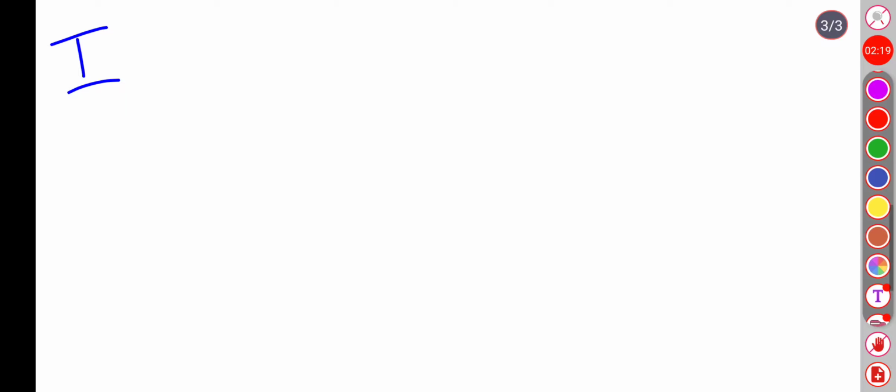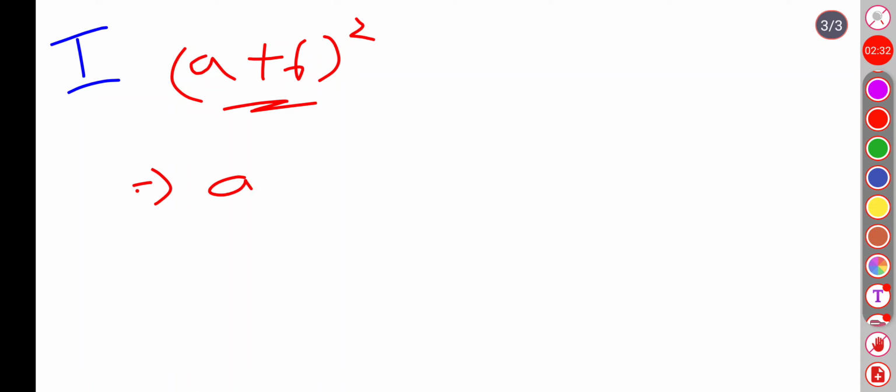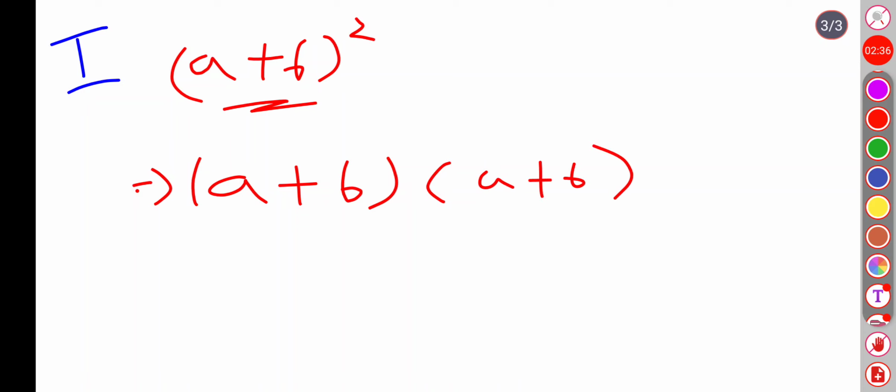So now let's learn about factorization using identities. And the first identity is a plus b the whole square. What is a plus b the whole square? It is a plus b times a plus b, that is a plus b the whole square.